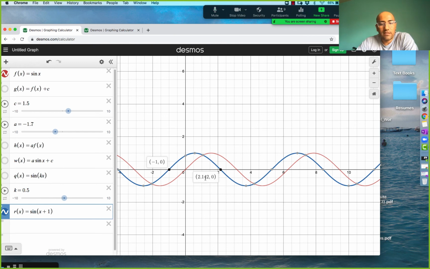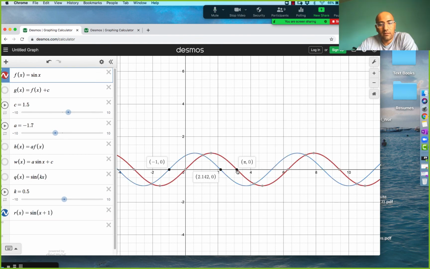This value of 2.13 is going to be pi minus 1, right? Because remember, pi is this guy here, 3.14. If I take 3.14 minus 1, then I get to this point here. So every one of these points has been shifted to the left by 1 unit. And that's what this +1 does.